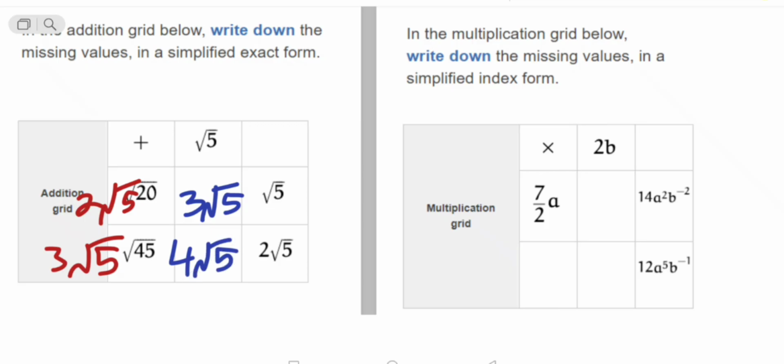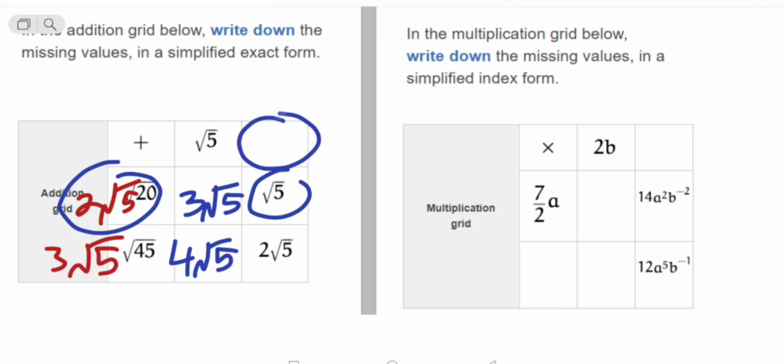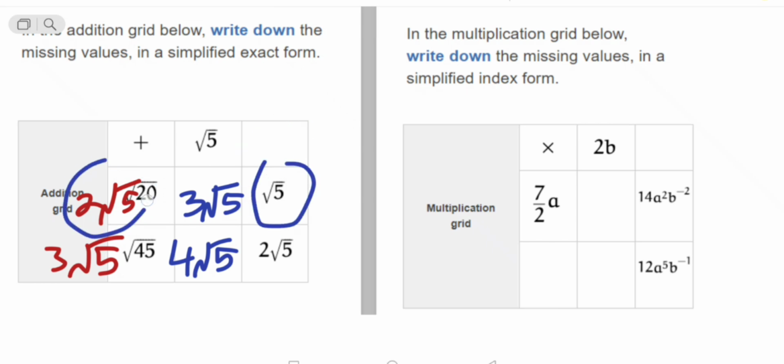Clear? Okay, now we want to find this one, because if this plus this equals this, we will now do the opposite. This minus this equals this. So it means 1 minus 2. 1 minus 2 means minus 1. We don't write minus 1, we just write minus square root 5. I hope it is very clear. Look at the next question.